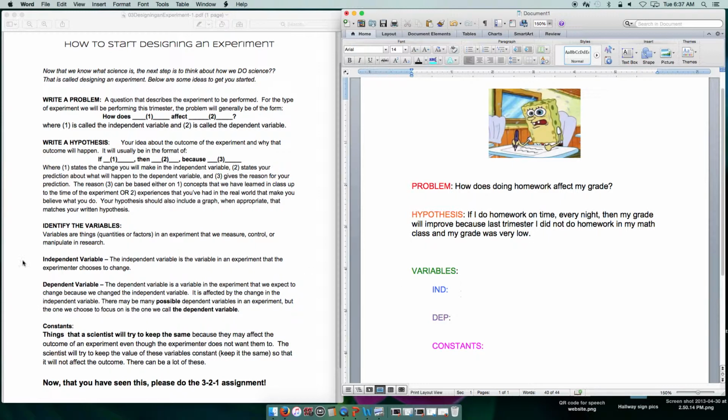Let's talk more about that next. So identifying the variables in an experiment: variables are really like the things or quantities or factors in an experiment that we can measure, control, or manipulate or change in our research.